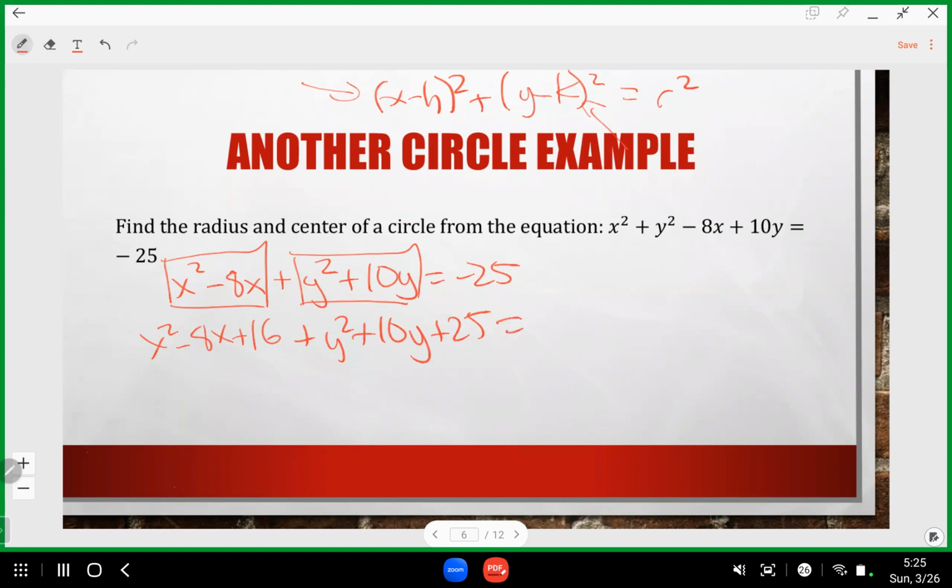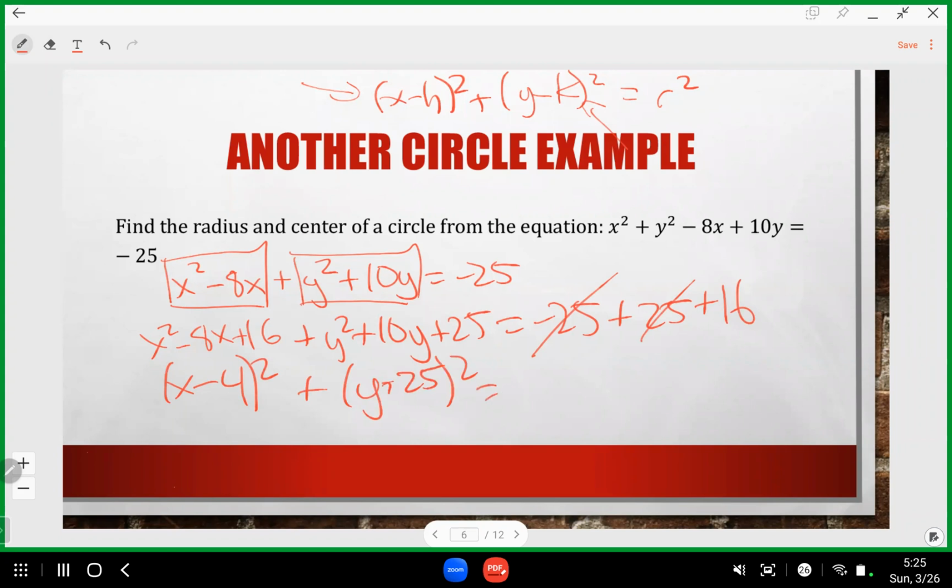So we're done, right? We added them. Great. But we're not done, because we added all of this to this side, but now the equation is unbalanced. If we have to add 16 to one side, we have to add 16 to the other side. And similarly, if we add 25 to one side, we have to add 25 to the other side. So let's just do that. And very conveniently, the 25s cancel out. So you're left with x minus 4 squared plus y plus 5 squared is equal to 16.